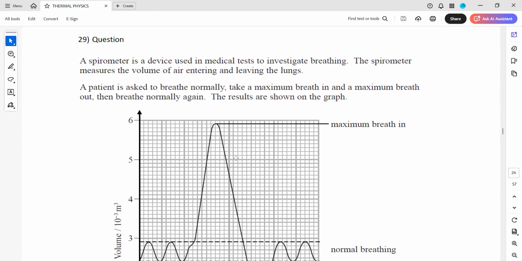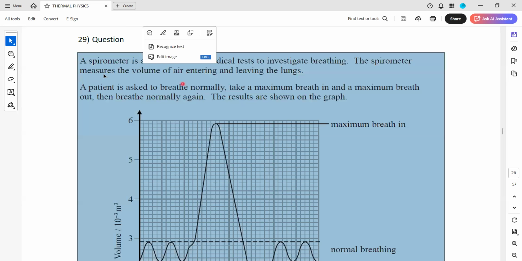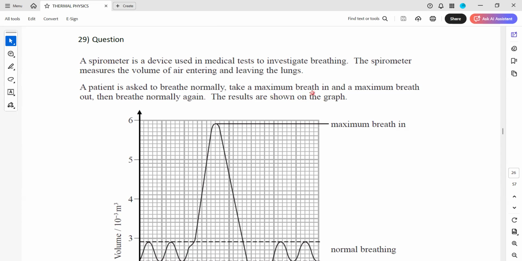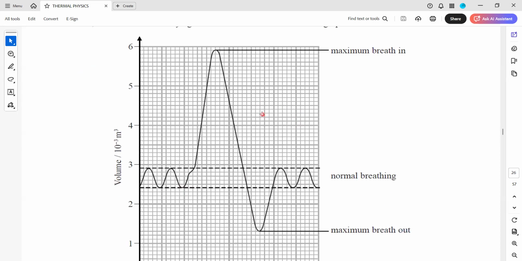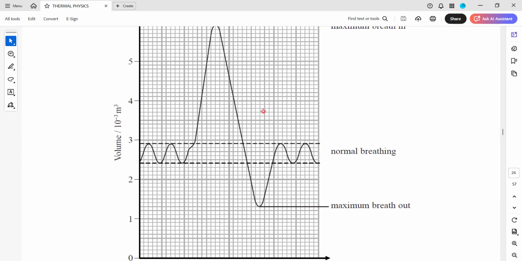So in this question, we have a spirometer, a device used in medical tests to investigate breathing. The spirometer measures the volume of air entering and leaving the lungs. As you can see, a patient is asked to breathe normally, take a maximum breath in and a maximum breath out, then breathe normally again. The results are shown on the graph. As you can see, the volume of air which is taken in and breathed out is shown.